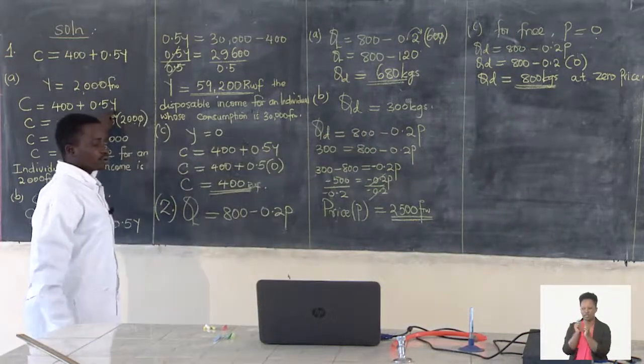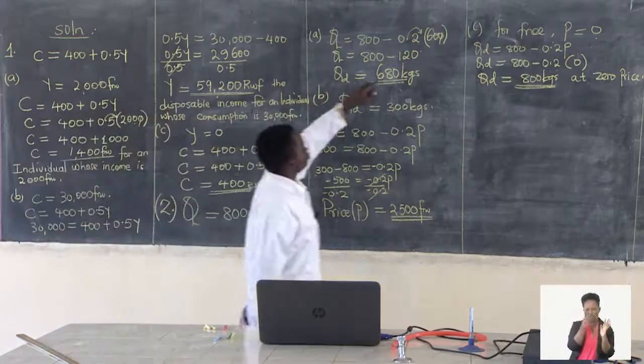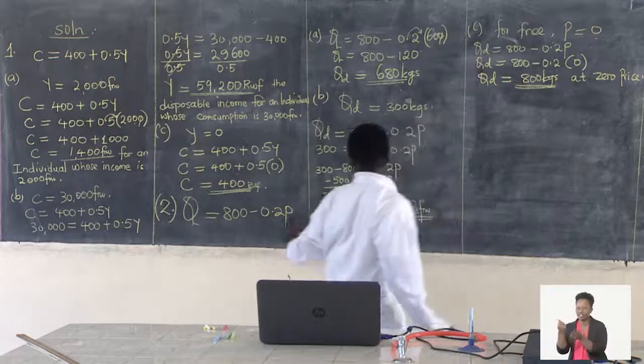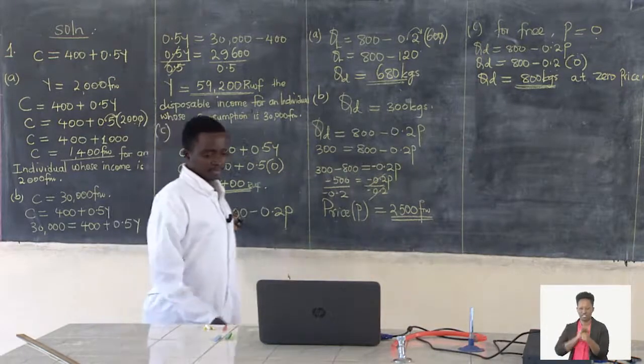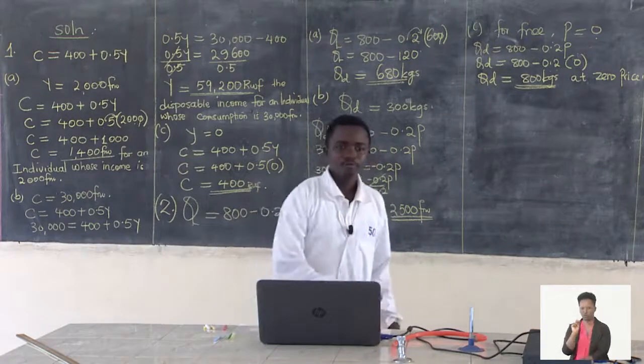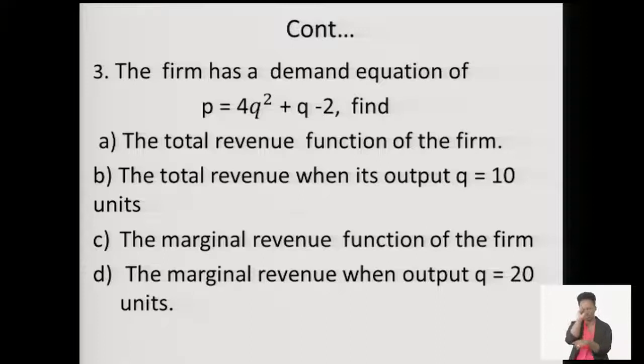At 0 income, consumption expenditure is 400. At 0 price, quantity demanded is 800. This is our constant. Then we can go to our question 3. A firm has a demand equation of P.